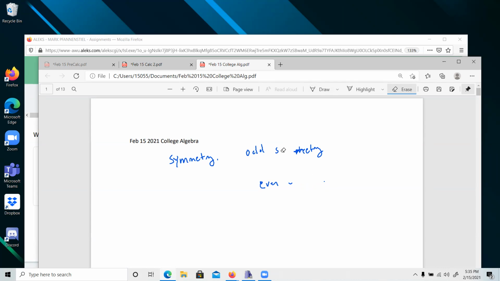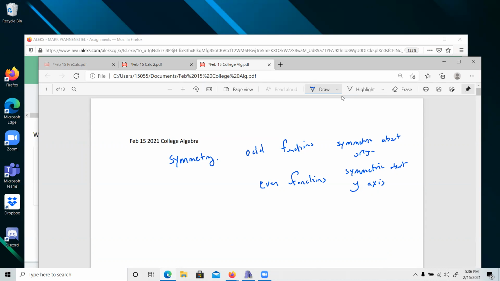They have different kinds of symmetry. The even ones are a little bit easier to see. Okay, so we have even functions. These are symmetric about the y-axis. Okay, odd functions. These are symmetric about the origin.